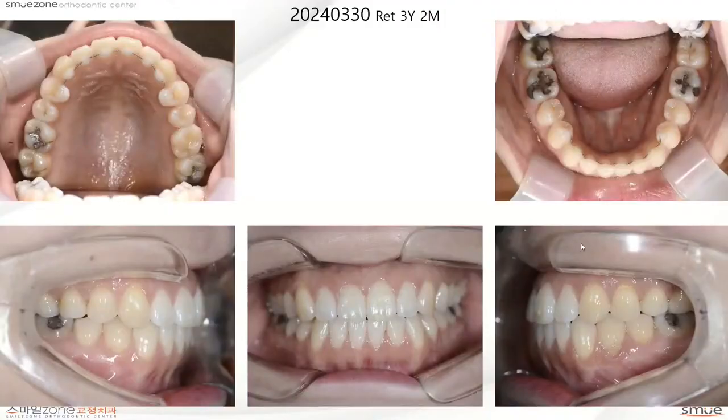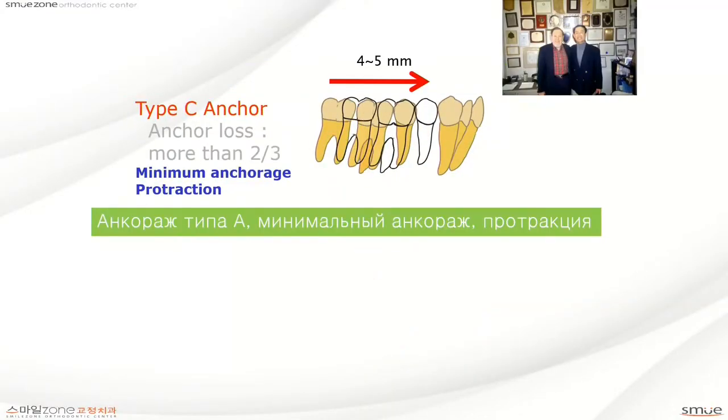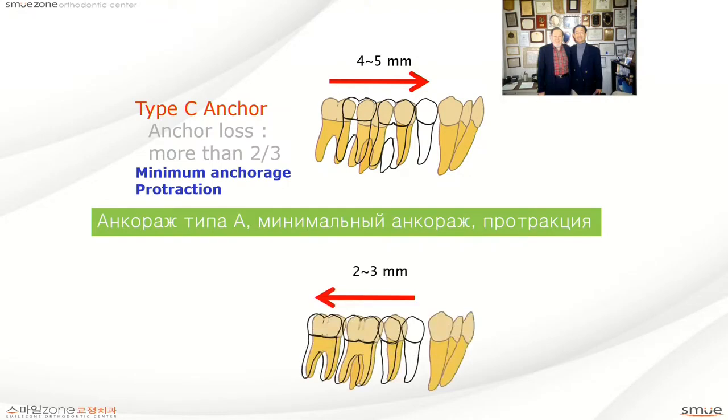This is the 3 years, 2 months retention of this case. Через 3 года и 2 месяца после окончания лечения эти фотографии были сделаны этим пациентом. Yeah, well, still until 3 years, it's well maintained. Достаточно все хорошо держится. So we are extracting and type C, minimum anchorage, but instead of bringing 4 to 5 millimeters of the posterior tooth forward, maybe we can distalize 2 or 3 millimeters, then we don't have much struggle to bring the molar forward.